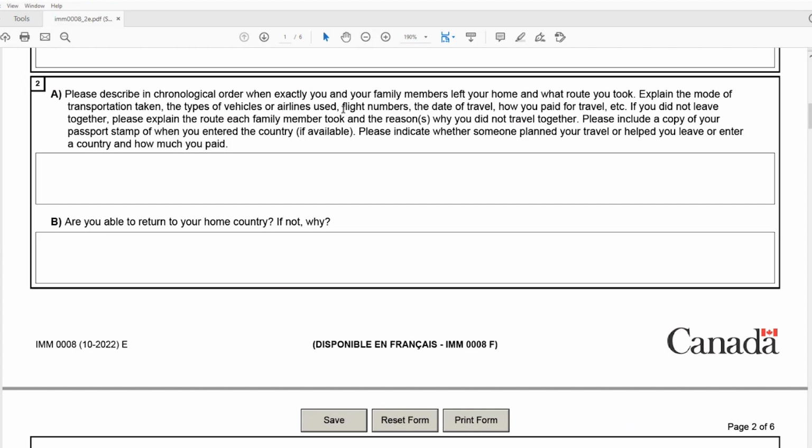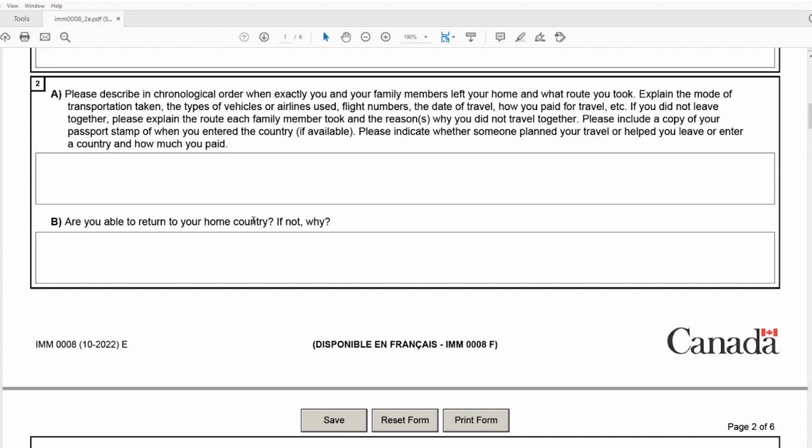Now, if you did not travel together, explain the route that each family member took and the reasons why you didn't travel together. Include a copy of the passport stamp of when you entered the country, if it's available, and indicate whether someone planned your travel for you or helped you to leave or enter a country and how much you paid them.